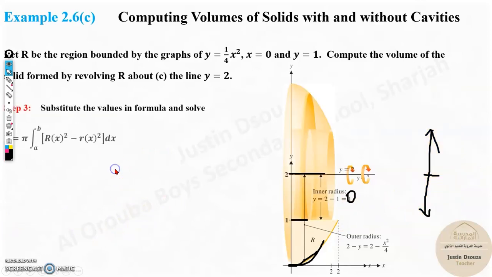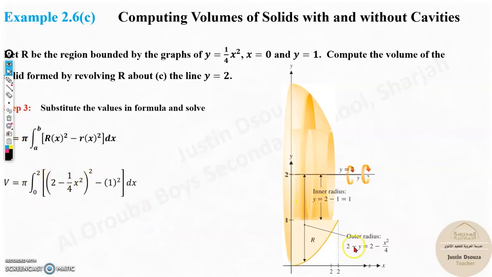Now you can use the formula, substitute the formula for 0 to 2, but the only difference is this radius. The outer radius is from here. Remember, it is 2 minus this equation. Okay? 2 minus the equation, which is 1/4 x squared, the whole squared. And the inner radius is over here 1 at the line y equals 1, but it's 2 minus 1 because it's from the line y equals 2. That is how we can solve it. Put it in the calculator, get the answer straightforward. So please remember the inner and the outer radii. That is very crucial to solve these washer problems.